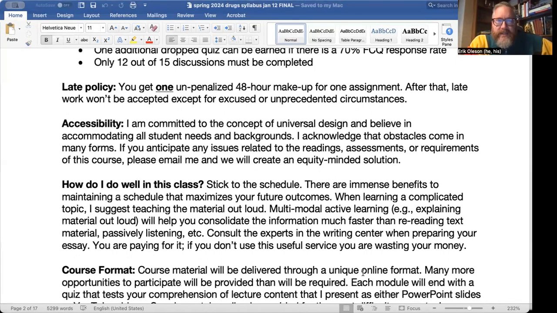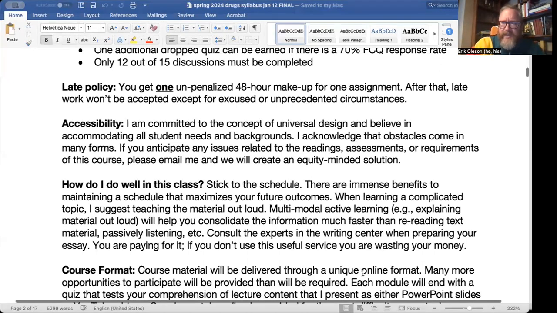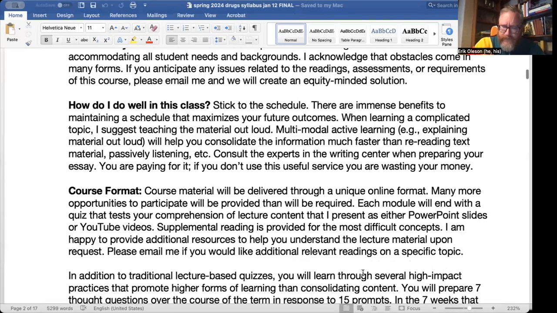My late policy is you get one unpenalized makeup within 48 hours. You can take advantage of this once. After that point in time, I'm going to stop accepting late work. There is a caveat here in that I am very accommodating. I think of accommodations very broadly, even if you do not have a contract with the accommodation center. Please feel free to email me and let me know if you are having some issues, if there are unprecedented circumstances, and some reason that we can work out excused absences for you.